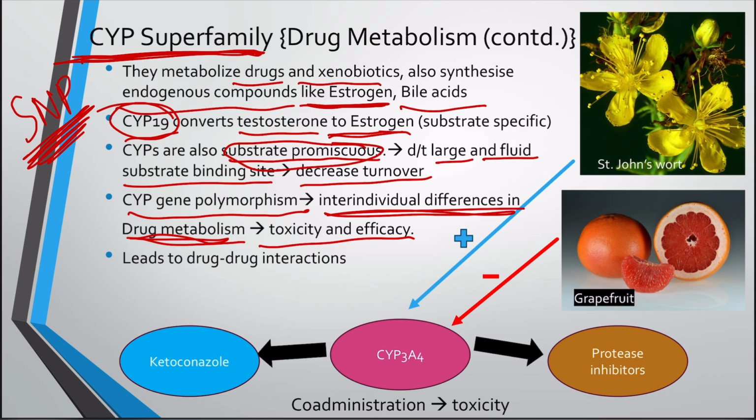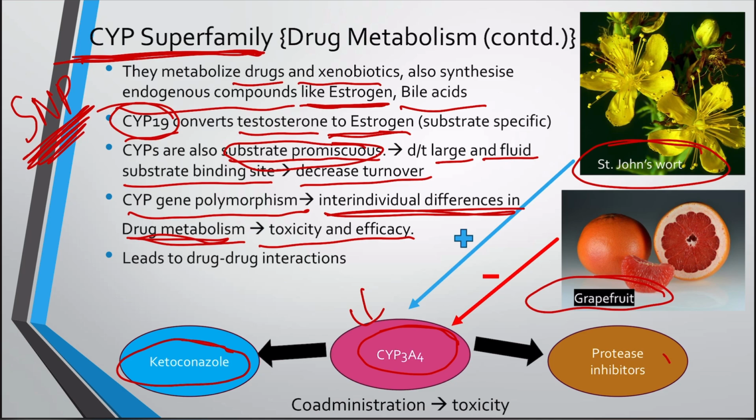Now we also have several inhibitors and inducers of the cytochrome enzymes. For example, CYP3A4 is stimulated by St. John's wort and it is inhibited by grapefruit. So it is not grapes, it is grapefruit. Also, when we give two drugs which are metabolized by a single cytochrome enzyme, as in the case where we give ketoconazole and protease inhibitors, which are used for antiretroviral therapy, and here we are using ketoconazole for antifungal therapy.